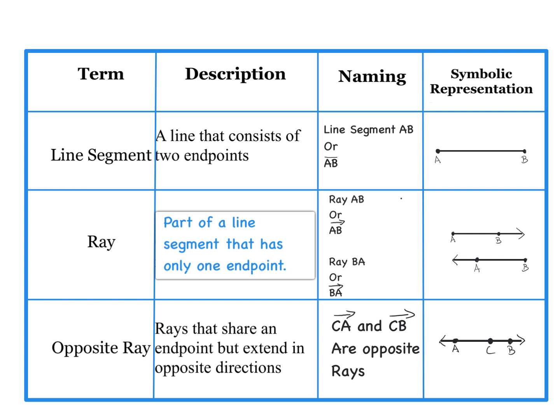So you can say segment, and then whatever the 2 points are. So segment AB, segment BA. Those are just like lines, you can flip them. Okay? If you want to use a symbol, just make sure it's just one little line on top.